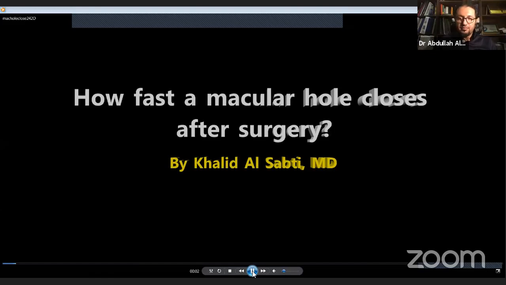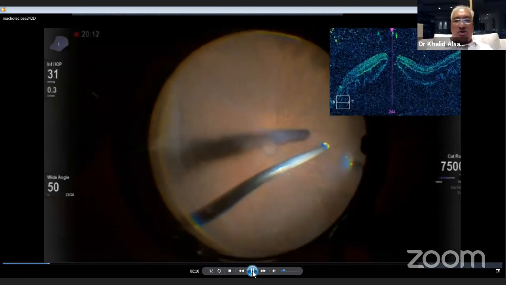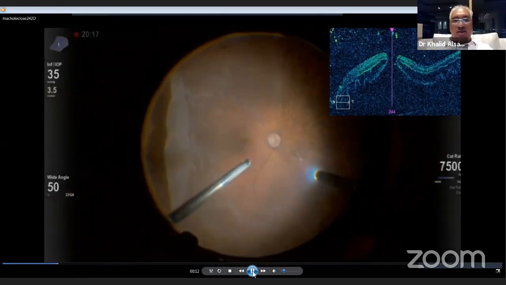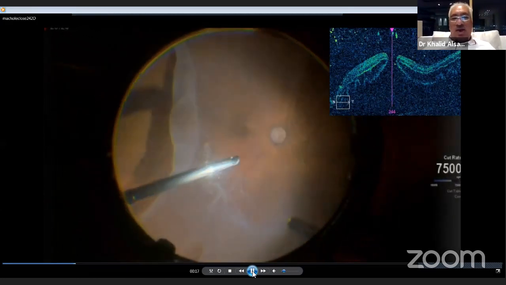Okay, so this is just to address the question of how fast the hole can close, and Klaus had shown one day. In the literature, it's usually between 3 to 5 days. This is a very particular case. It is a giant retinal tear detachment with a macular hole.